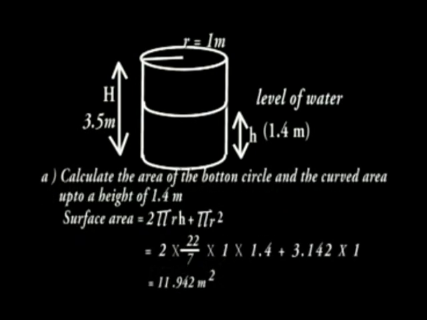In B, since the water isn't full, it is not in contact with the top cylindrical lid, we shall only calculate the area of the bottom circle and the curved area up to a height of 1.4 meters. Hence, surface area is 2 pi rh plus pi r squared, which will give us 11.942 meters squared.